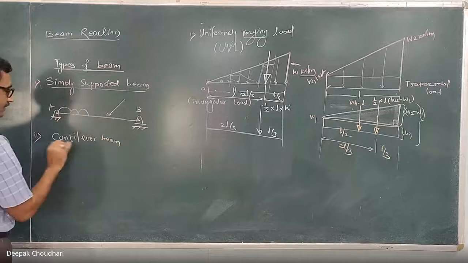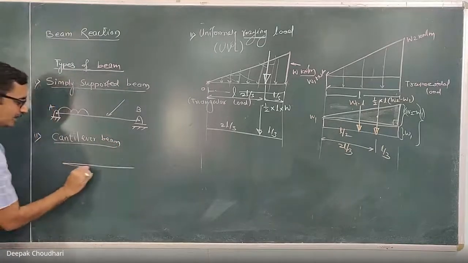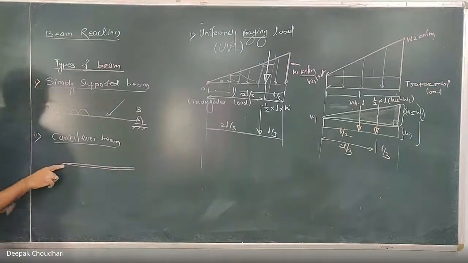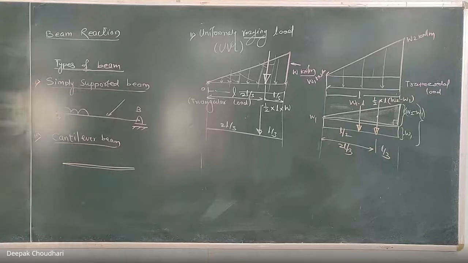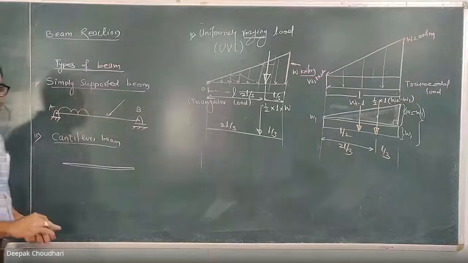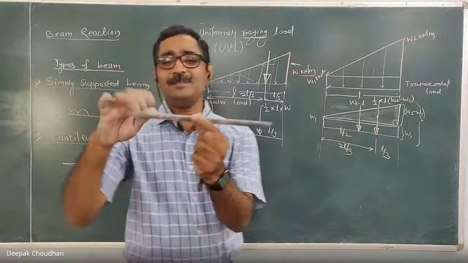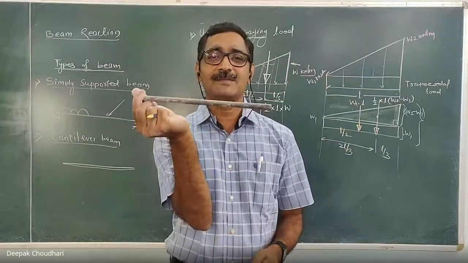Cantilever beam. Here, in cantilever beam, the beam is supported only at one end. Either is support रहेगा, other end is remain free. So when a beam is supported at one end and other end is free, such type of beam is known as a cantilever beam. अभी ये cantilever beam में एक ही support use करके मुझे उसको horizontal equilibrium में रखने का है.